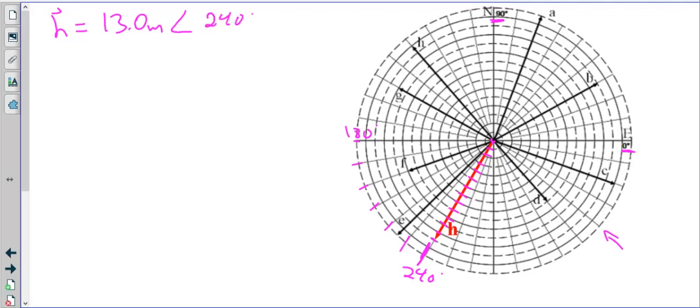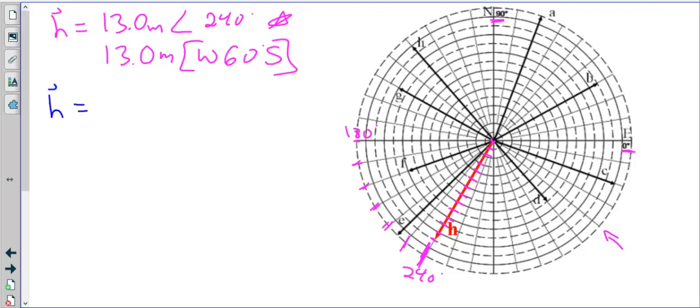If I were to write it down in the navigator method, it'd be 13 meters from my west axis, 10, 20, 30, 40, 50, 60. I could have just done that in my head. 60 degrees towards the south. Both of those are absolutely fine. I'm going to stick with this one up here, and that's what I'm going to work forward. So I want to write this down in terms of an x value and a y value.